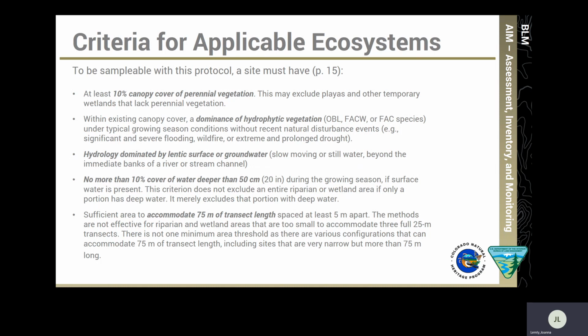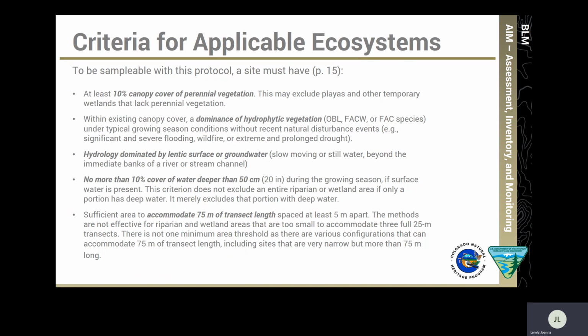Within existing canopy cover, the site must be dominated by hydrophytic vegetation, obligate, fac-wet, or facultative species, under typical growing season conditions without recent disturbance events, like significant or severe flooding, wildfire, or extreme and prolonged drought. Hydrology within the site must be dominated by lentic surface or groundwater, which is slow-moving or still water beyond the immediate banks of a river or stream channel. The following video presentation will further explain the differences between lentic and lotic hydrology.